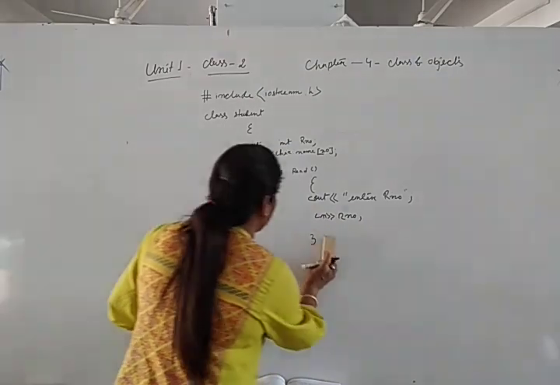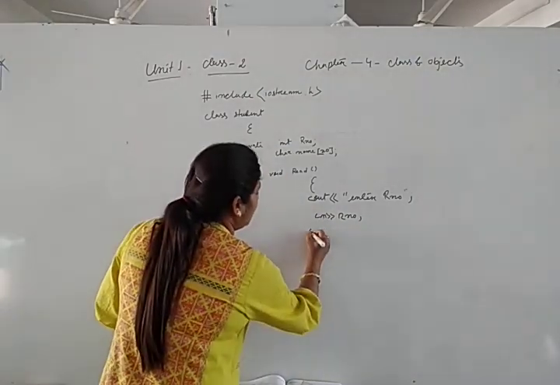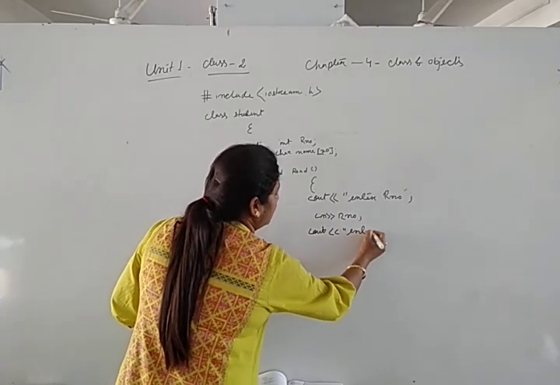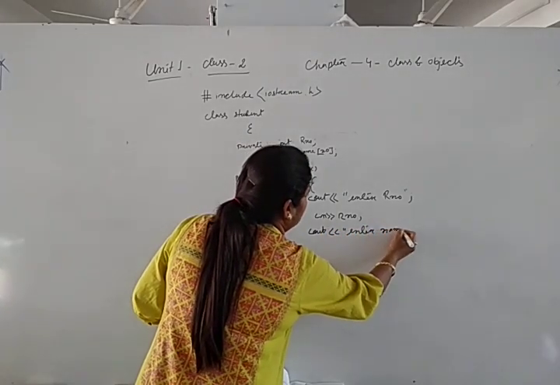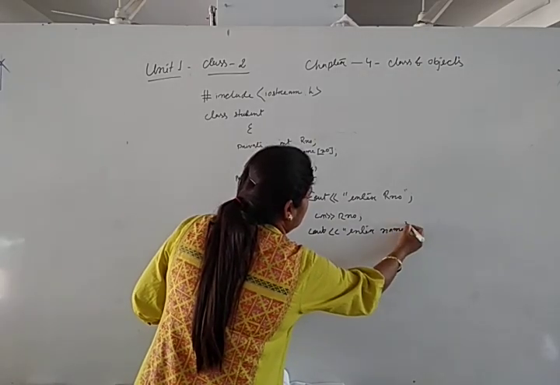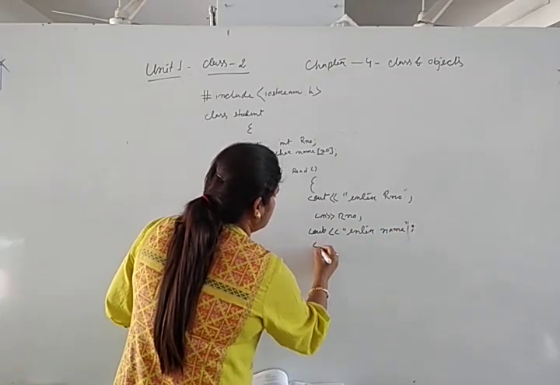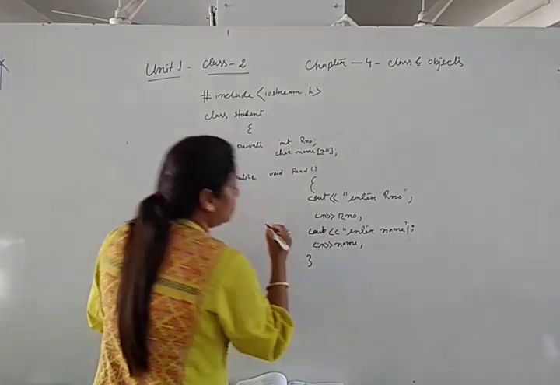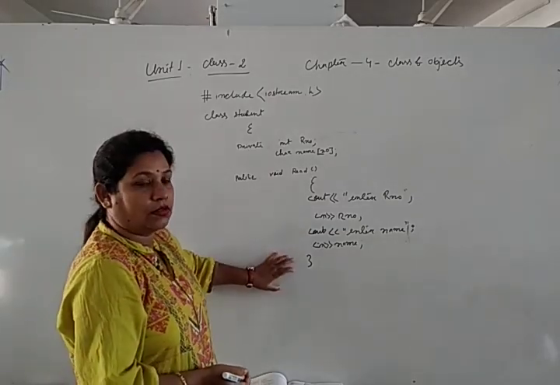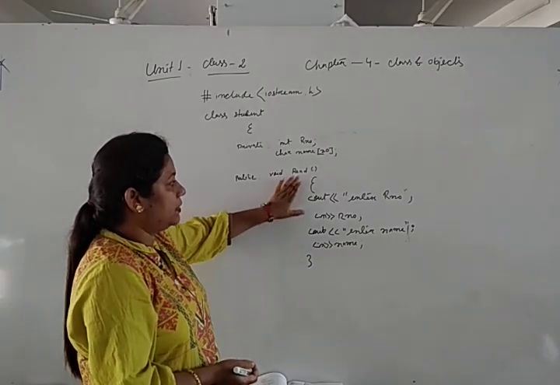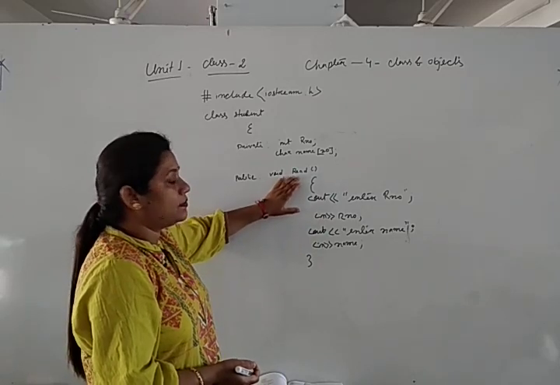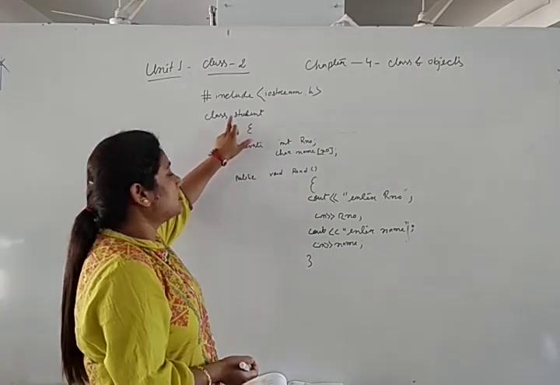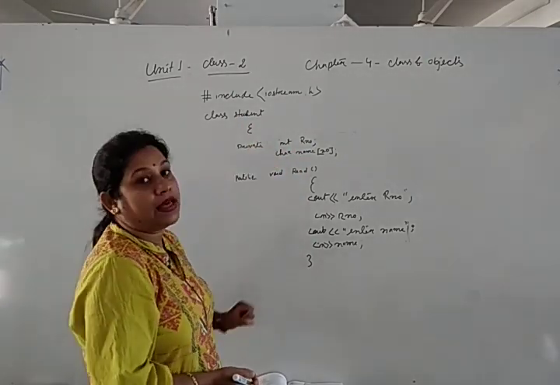After that I have one more data member, that is name. So one more time I write cout enter name, cin name. Close of the function body. What is the task of the read function? To enter the roll number and the name of the class student. This is the private member of the class.